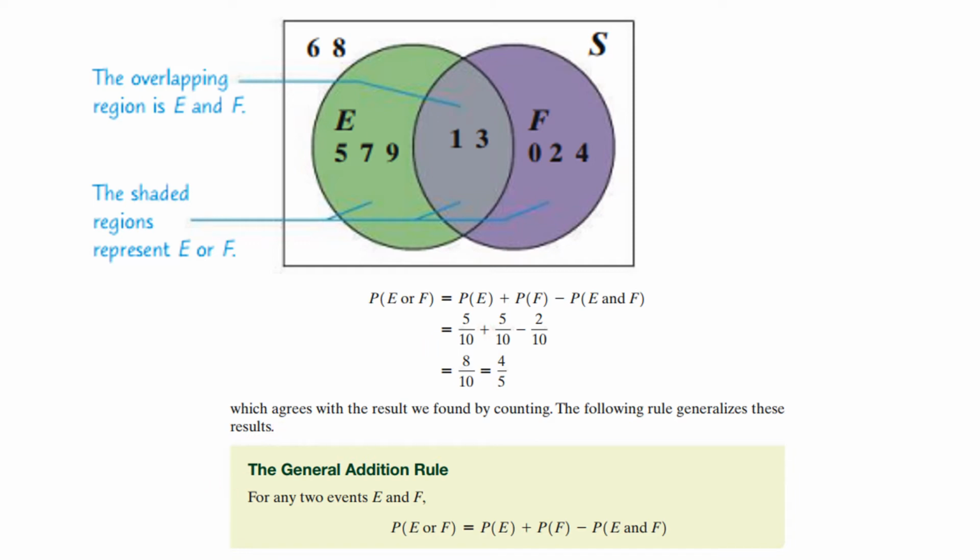Now that agrees with our counting, and in fact here's the generalization of that, and this is for any 2 events, E and F. They do not have to be disjoint for this to be true. The probability of E or F is equal to the probability of E plus the probability of F minus the probability of E and F, where they overlap.